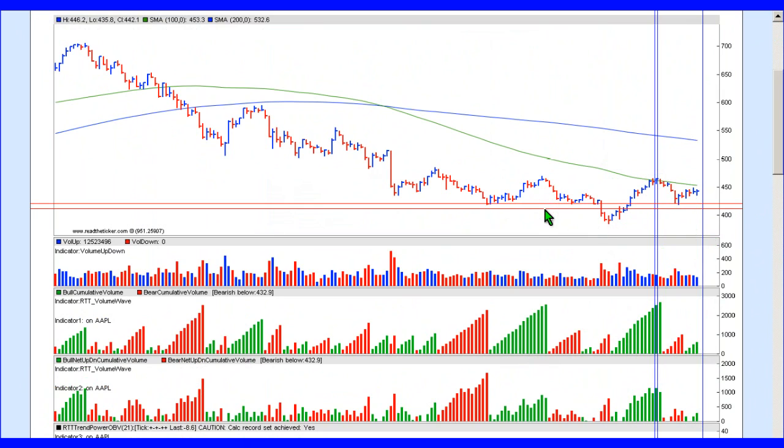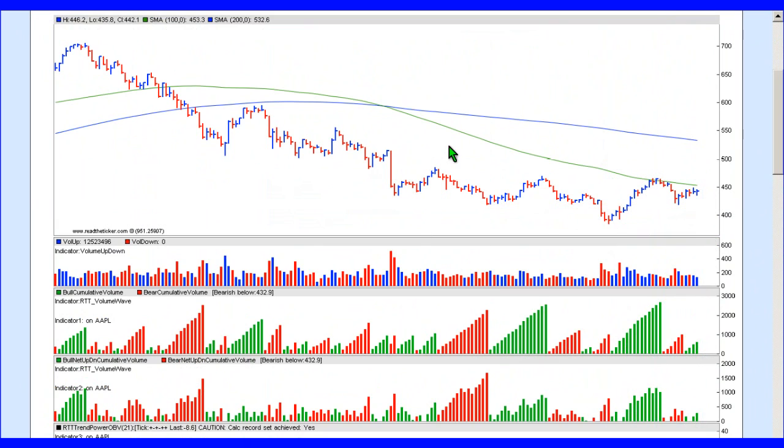I suspect we may get a bit of a test back down to this level here, and then any swing up from there with good volume on the cumulative and on the net side to show that some real serious buying is going on, to take it over the 100 SMA, maybe take it up to the 200. So that's how you read the waves and see what volume support is behind the move.